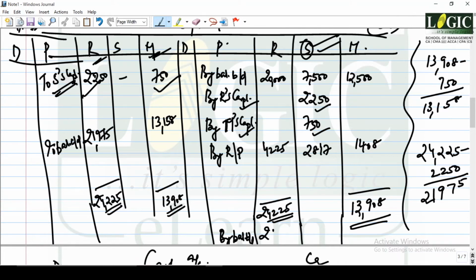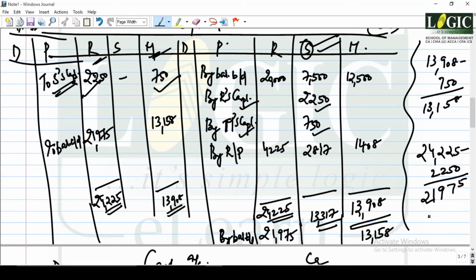How much? 21,975, and the last man 13,158. Now how to settle the retiring man? S is the retiring man. See his heavier total, 7,500 plus 2,250 plus 750 plus 2817 is equal to 13,317. So you check his debit side, nothing is there on his debit side.